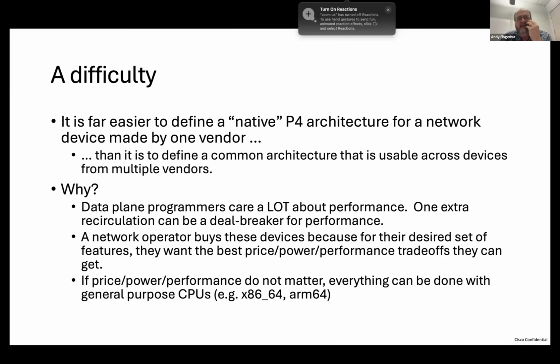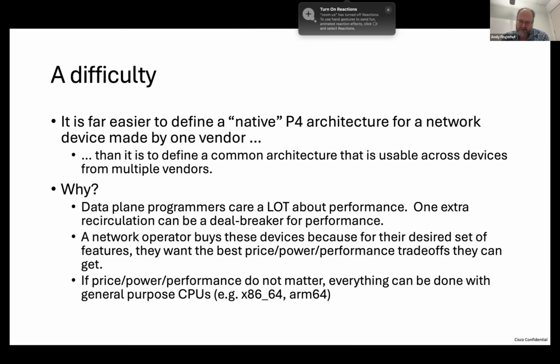So in this process, one thing I've learned, and I was told this long before by somebody who knows well, and I finally gradually came to believe them, is that it's much easier to define a native architecture for one specific vendor's device than to come up with a common one that works across many devices. One reason is data plane programmers care a lot about performance. If you took a common P4 source code and compiled it for two different vendors' devices, and it took an extra recirculation on one and not on the other, maybe because the compiler was better or the code was just more suited to that device, that's often a deal breaker. You'd want to go in and tweak your program and avoid that.